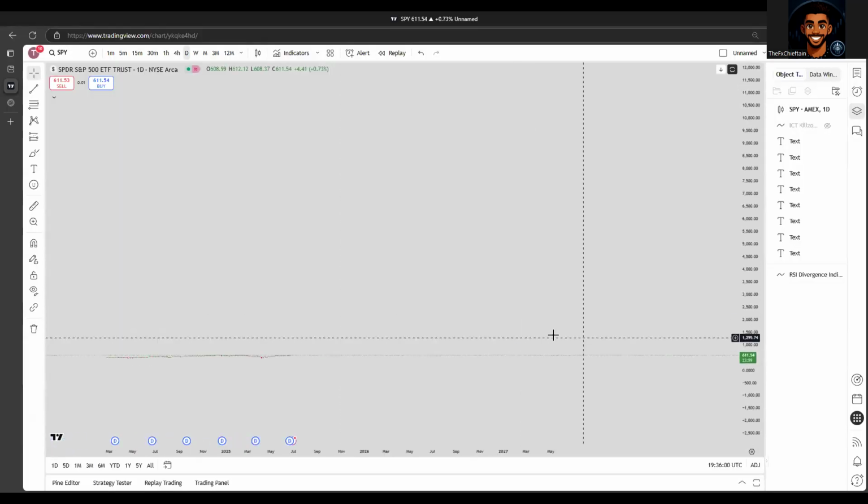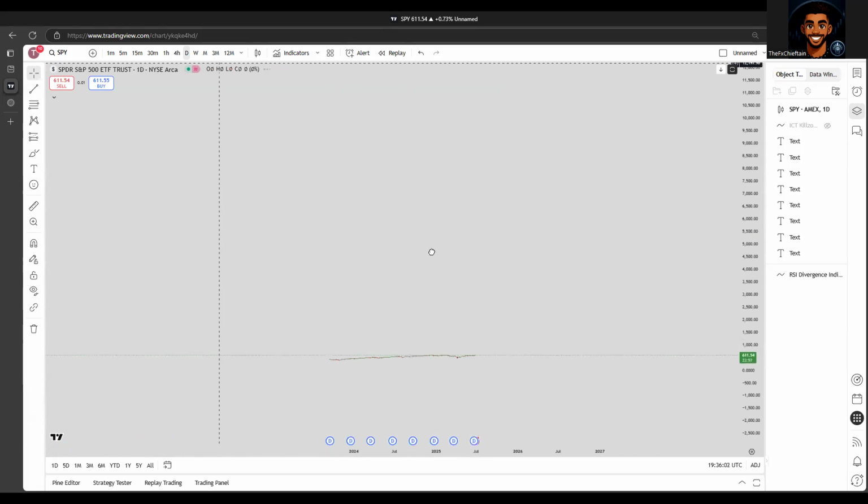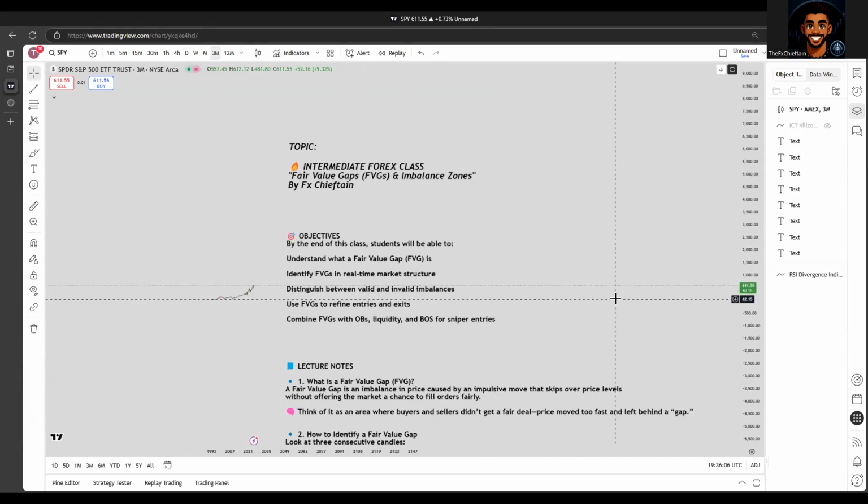Today, we'll be talking about what we already know, which is the fair value and the imbalance. So today's topic is fair value and imbalance zone. The objective of this class is that by the end of the class, every student will be able to understand what a fair value gap is, identify a fair value gap in real-time market structure, distinguish between valid and invalid imbalances, use fair value to define entries and exits, and combine your fair value gap with your order block, liquidity and break of structure for your sniper entries.